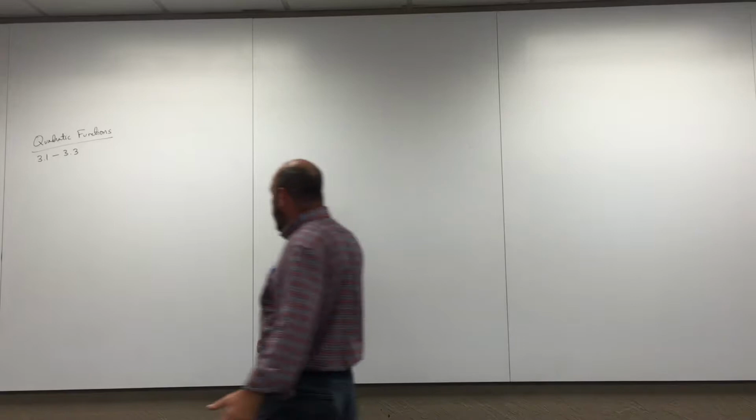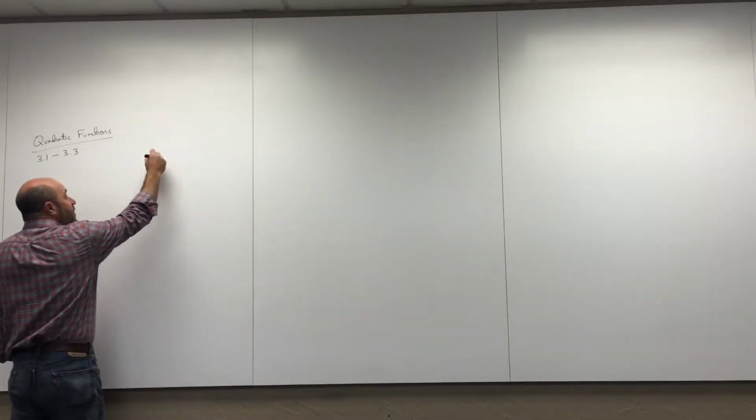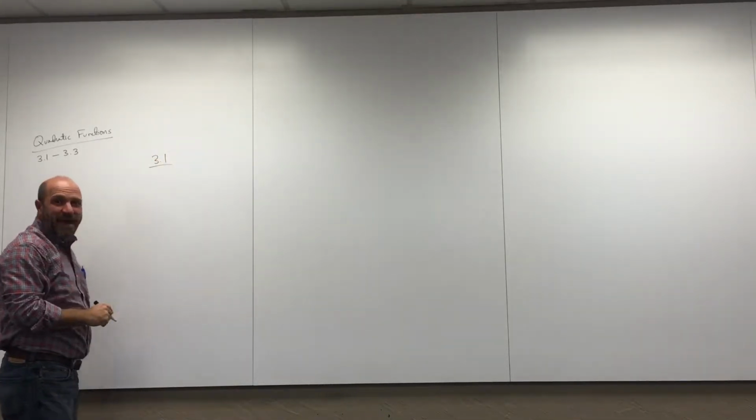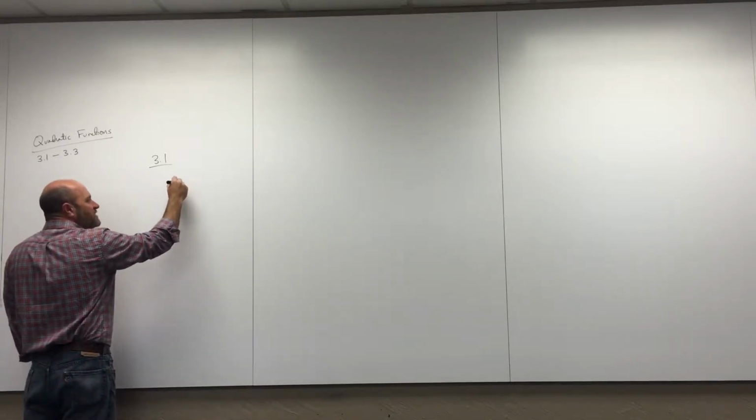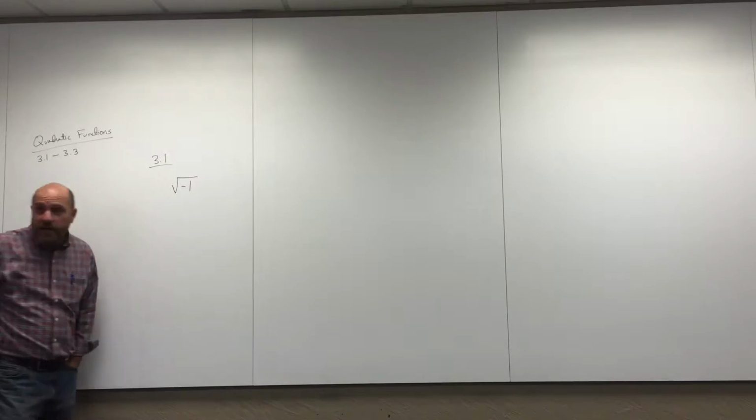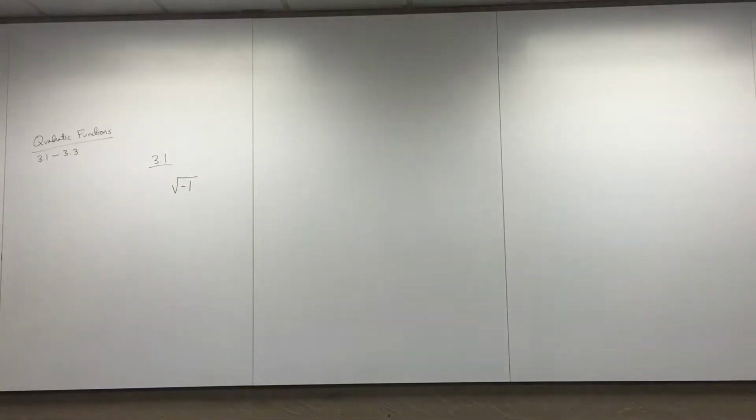Open with 3.1, even though I ignored it the other day. 3.1 is about these imaginary numbers. Here's this idea, you guys. What's the square root of -1? And there is no square root of a negative number.